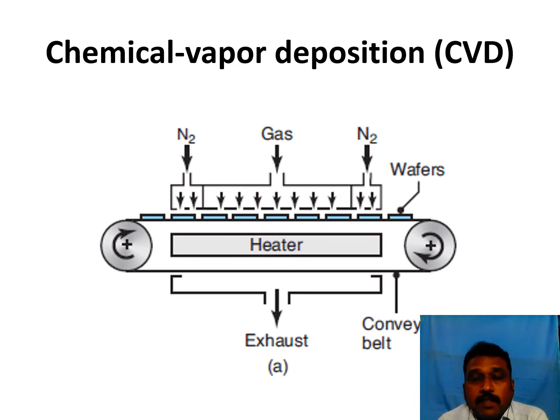You can see this chemical vapor deposition process. So you can see the vapors here. The wafers are kept on a conveyor belt, and then we pass the gas, nitrogen gas, through the chambers. And then what will happen? The gas will decompose, and then it will form a layer, a film over these wafers. So the exhaust will come out in this way. So this is one type.